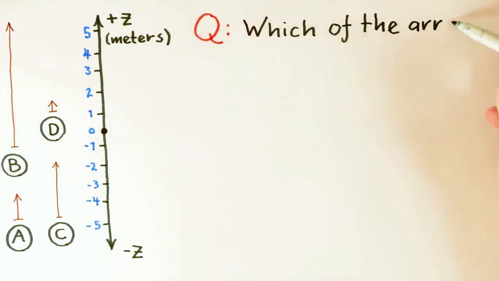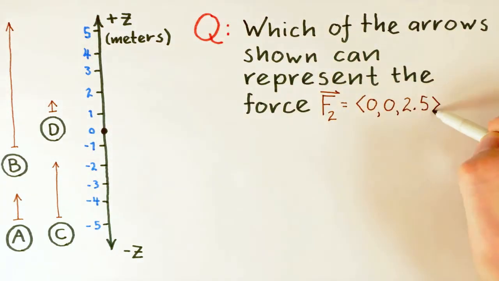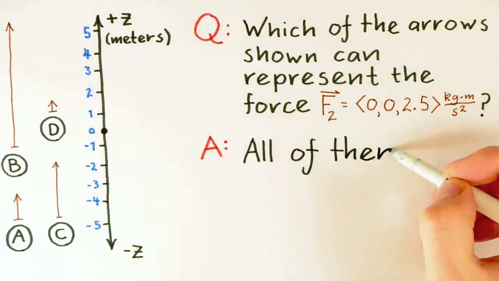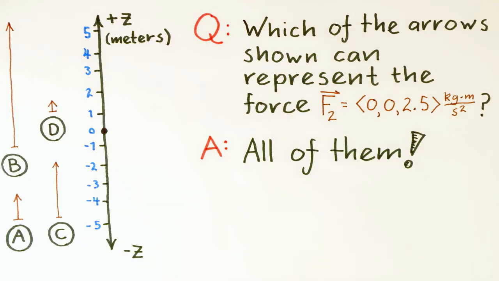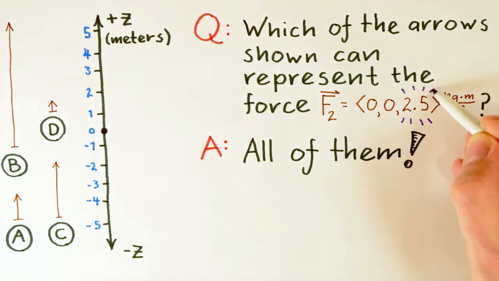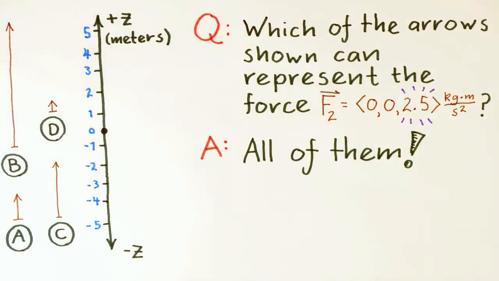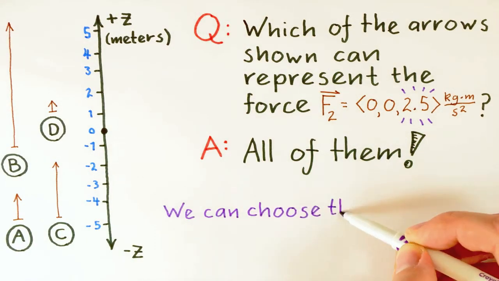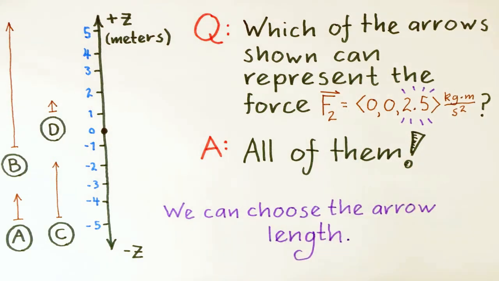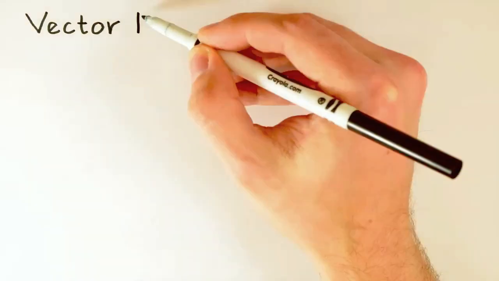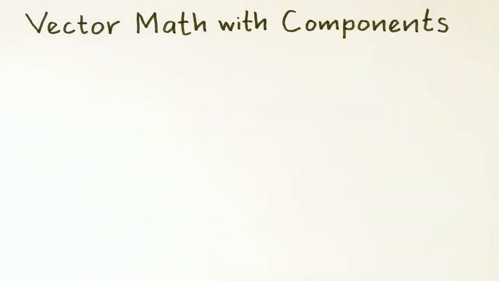Question: which of the arrows shown can represent the force F2? Answer: all of the arrows shown would work. The component form of F2 tells us that F2 only has one non-zero component, which points in the plus z direction. All the arrows show this correctly. How long to draw the arrows is up to us, as we decide how long to draw the arrow to represent the magnitude of F2. We can do vector math with the vectors in component form.